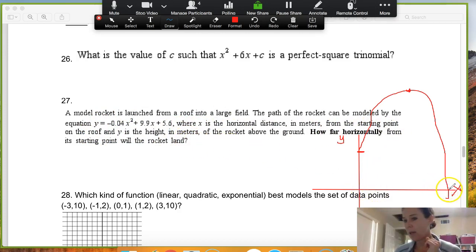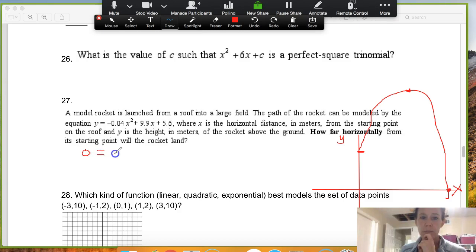They want to know the end point. How far from the starting point will it land? They want to know the x value of this point here. So figure out what they want. It's asking distance from start to finish. It's just asking for this point. Where does it cross the x-axis? They want to know where y is 0. That's what they want to know. So this is asking me, what is this point? Where is y 0? I want to know this point. Where's y 0? Set y equal to 0 and solve.